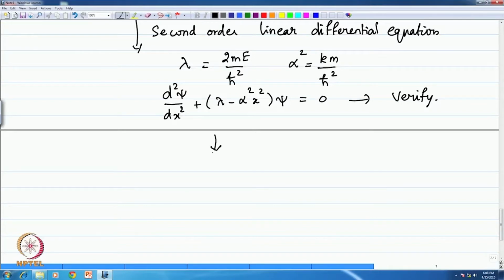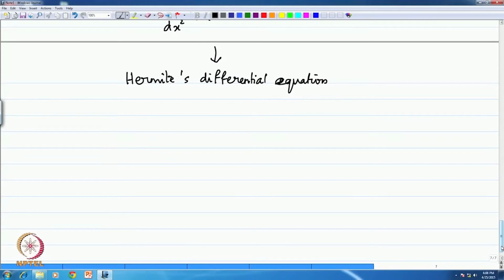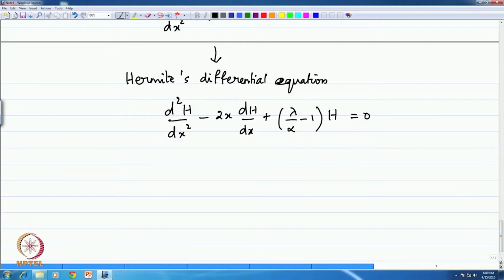It is possible to transform this into what is known as the Hermite's differential equation. In fact, the Hermite differential equation, let me write that down. The Hermite differential equation is d square H, the Hermite function, by dx square minus 2x dH by dx plus lambda by alpha minus 1 H is equal to 0. Now, I have just pulled this out of nowhere, but it does not matter.